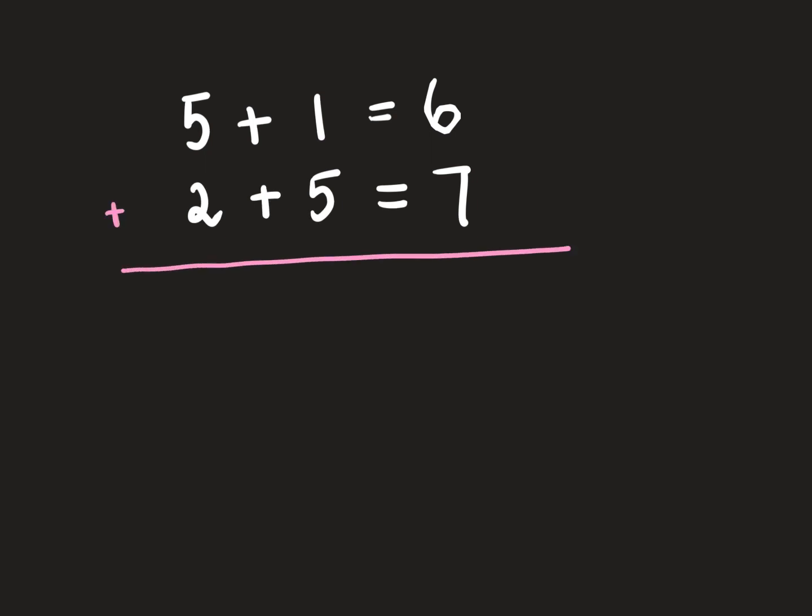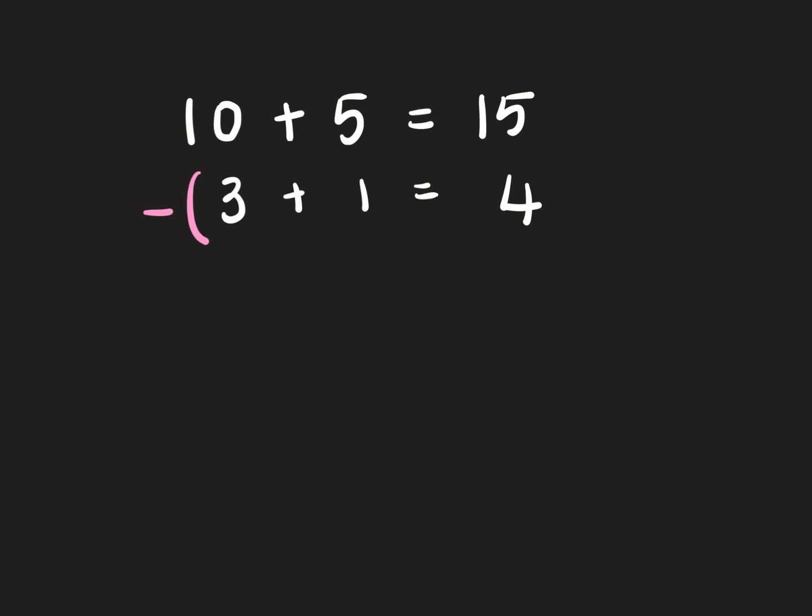This is a true statement. 5 plus 1 is equal to 6. Here's another true statement. 2 plus 5 is equal to 7. So I have two true statements here. If I have two true statements and I add them up, look what happens. 5 plus 2 is 7. 5 plus 1 is 6. 6 plus 7 is 13. I get another true statement because 6 plus 7 does in fact equal 13.